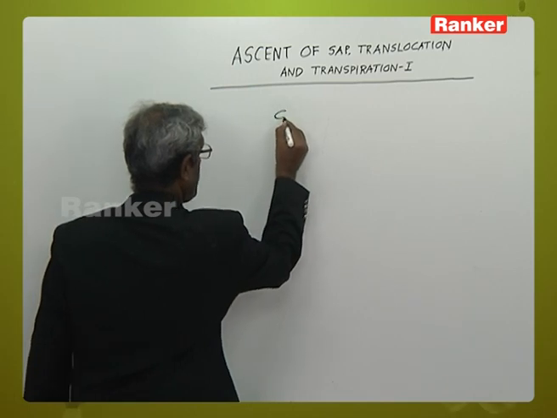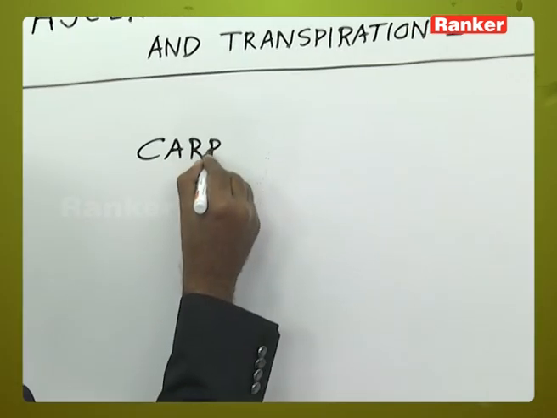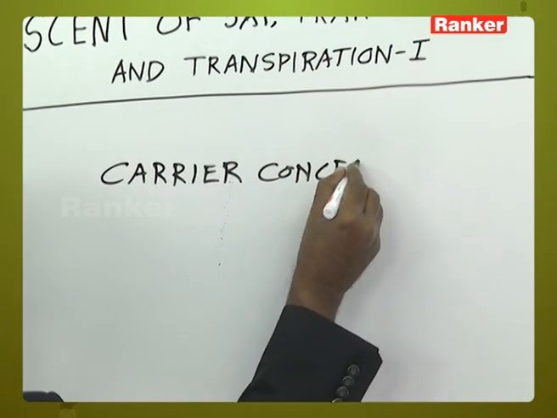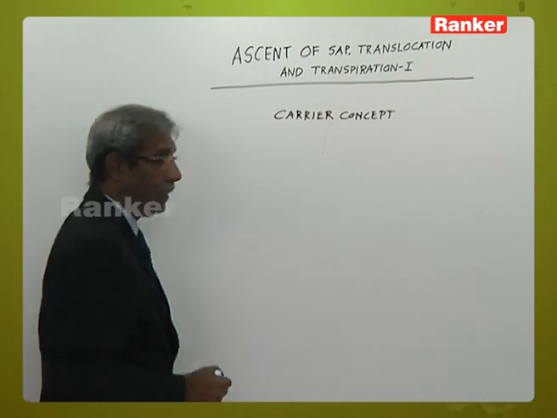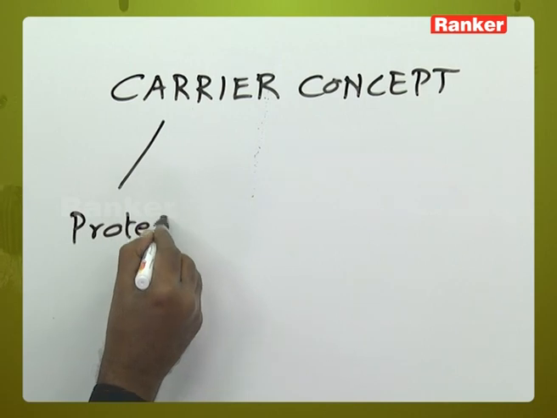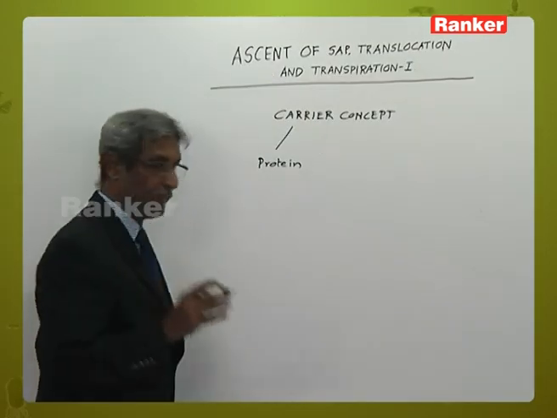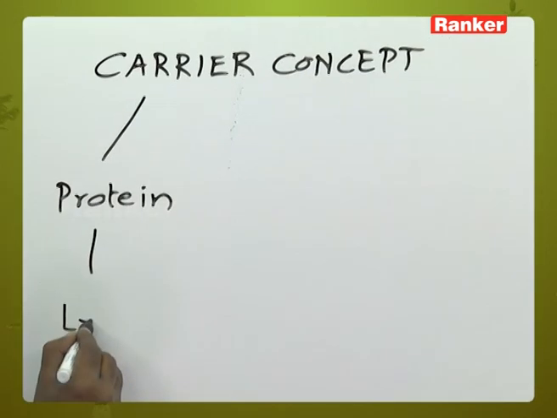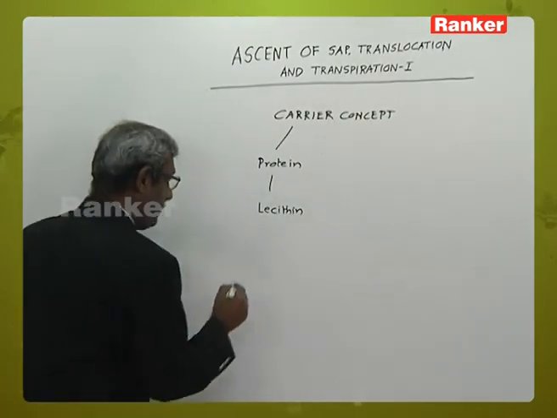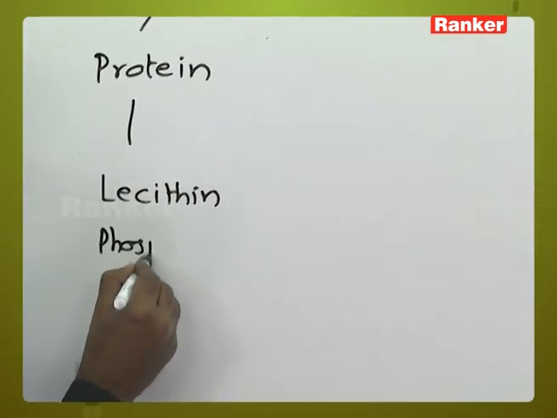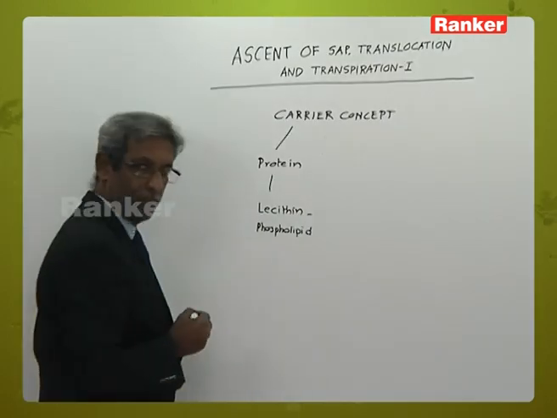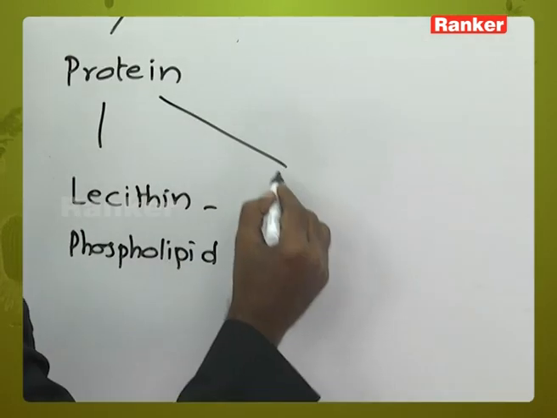Next, we are coming specifically to carrier concept. A carrier is a protein. A protein molecule. Normally it could be a lecithin. Otherwise, it is made up of a phospholipid. So, you call it a lecithin phospholipid. It could also be a cytochrome.